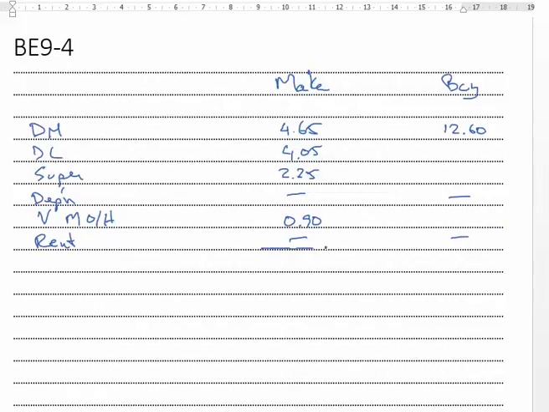And therefore, if we add up each of the alternatives, it turns out that rather than costing the $13.80, it will cost us only $11.85 to make, as opposed to the $12.60 to buy, and therefore we should make and stop buying. And that concludes the exercise, and we'll continue in part 3 of the lecture.